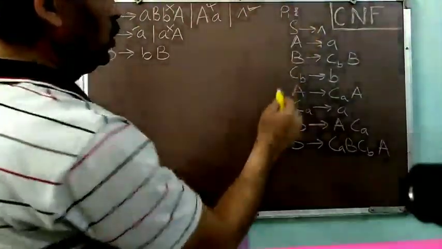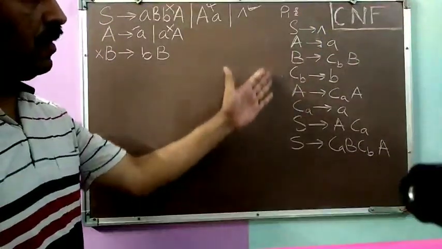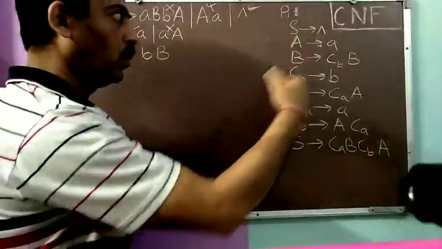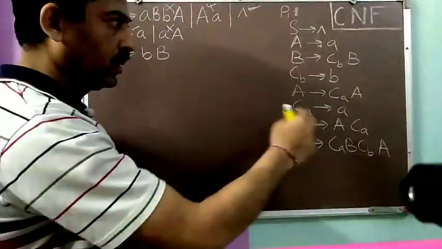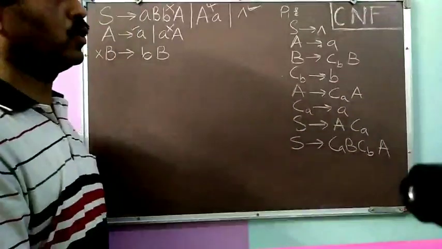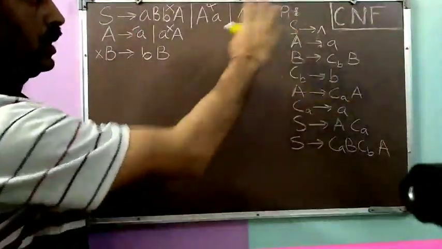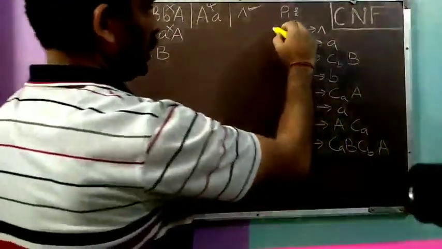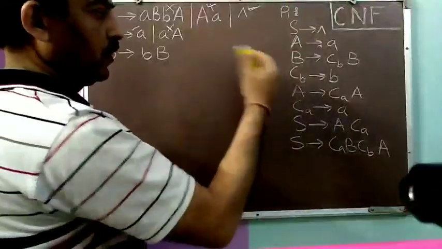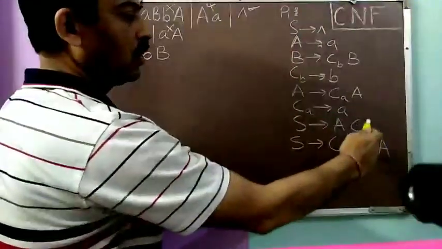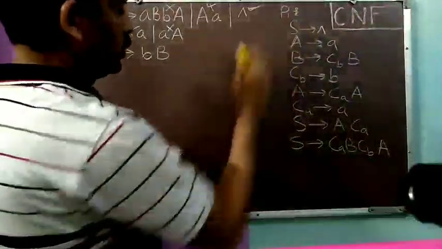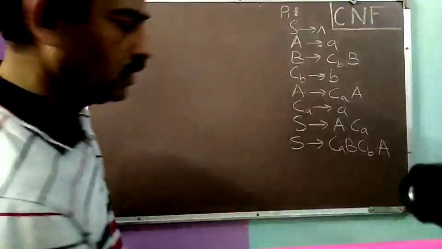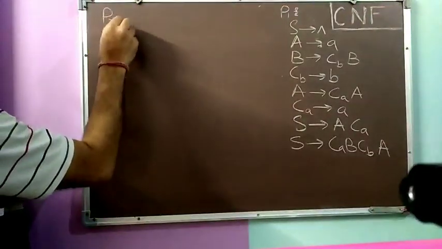So after step 2, you can see that I have removed the terminals from the right hand side of every production where, along with the terminal, some variables were also present. Okay. So this is my execution of step 2. Now from this step 2, I will be finding the final CNF in step 3 by restricting the length of the variables on the right hand side. Okay. So let us come. So I will be finding P2.